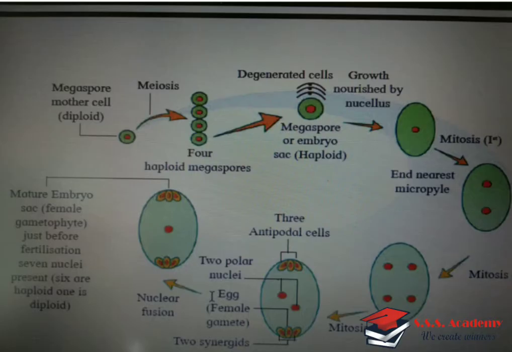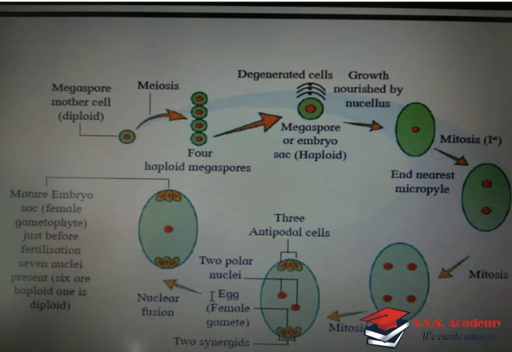Okay, so let's see that meiosis part. The megaspore mother cell undergoes meiosis. That is one cell, a mother, that divides to produce new cells. If you observe the diagram, there is a green colored cell shown. This is called the megaspore mother cell, which is diploid. This is allowed to undergo meiosis.